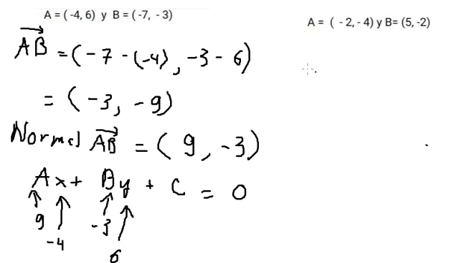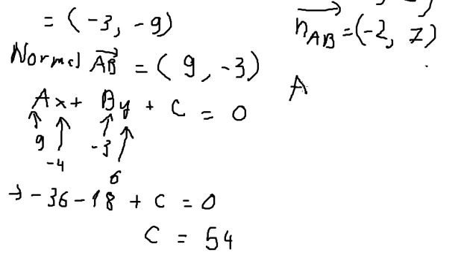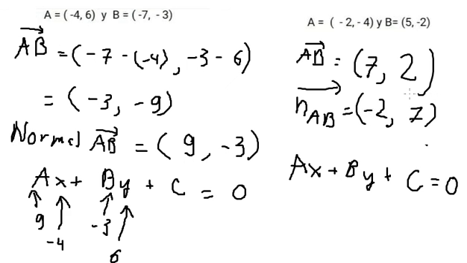Now we do the same for question number 2. 5 minus negative 2, we have 7. Negative 2 minus negative 4, we have 2. And now the normal vector of AB, we have negative 2, 7. So we have AX plus BY plus C equals 0. So we put negative 2 and 7 in here.